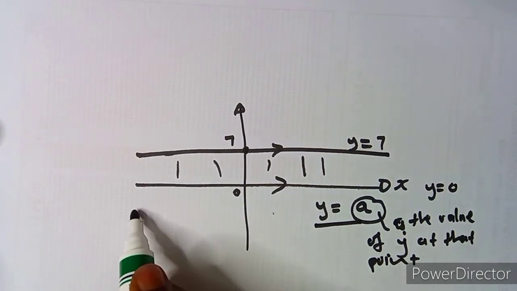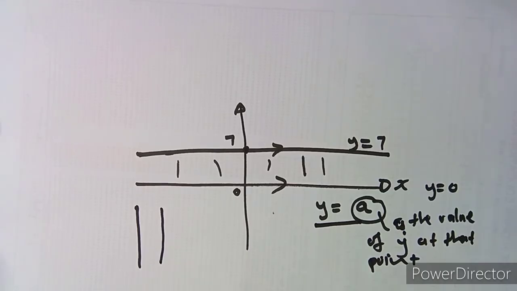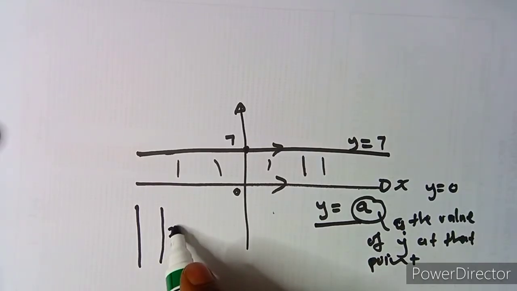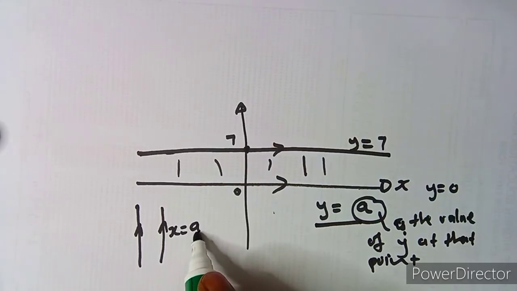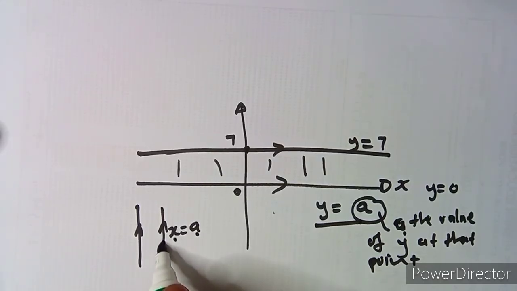When a line is parallel to the y-axis, it's now like this. That is to be parallel to the y-axis, the equation is going to be x is equal to a, where this a is the value of x at that point where this line is passing through.